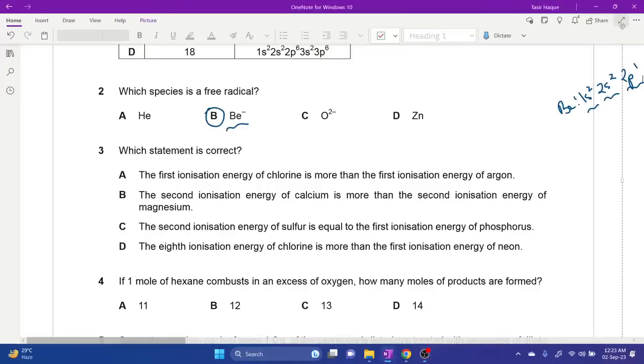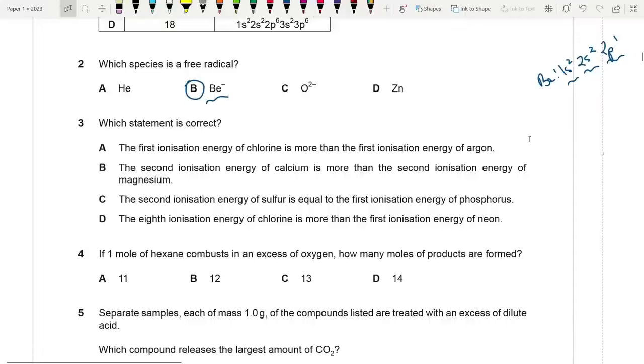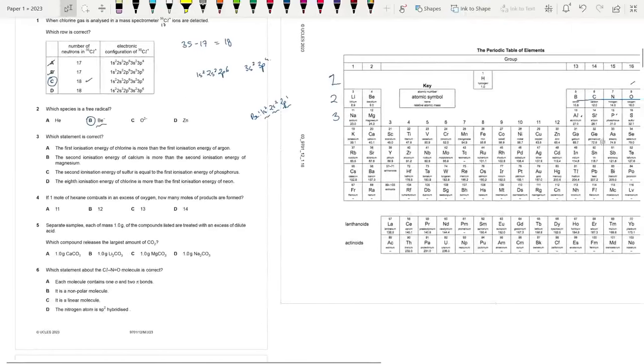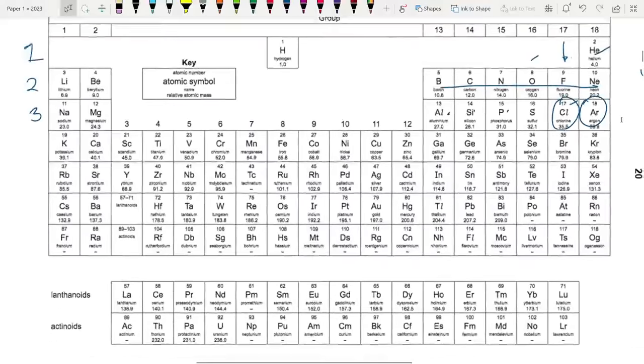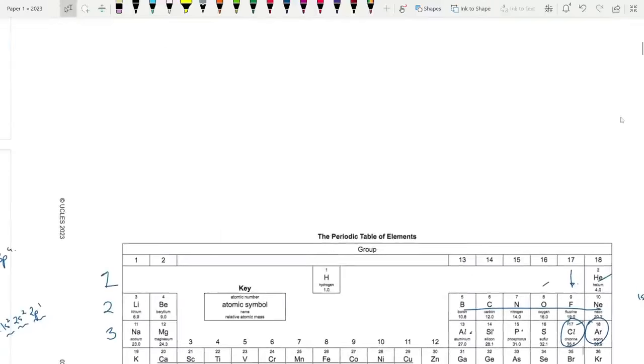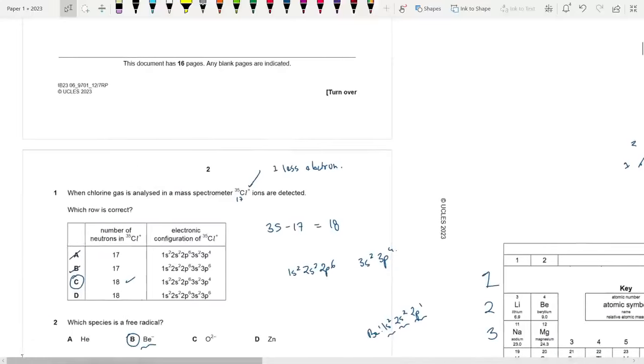Yes, it's fine. So the first ionization energy of chlorine is more than the first ionization energy of argon. No. Basically, the trend is like this. For the third period, chlorine is in the third period, it goes up 1, 2, then it goes down 3, 4, 5. It goes up again 6, 7, 8. So the noble gas has the highest ionization energy, higher than the seventh one.